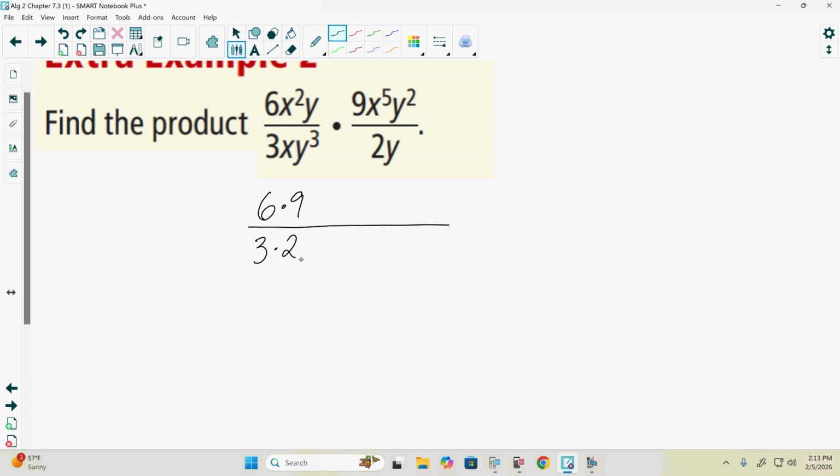On top, our variables, we're going to have to multiply x squared with our x to the fifth. On bottom, there's only one x. Nothing we can do with that. Our y's on top, we have y squared and y, so we know that those are going to have to multiply together, y and y squared. On bottom, we're going to have to multiply our y cubed and y to the first.